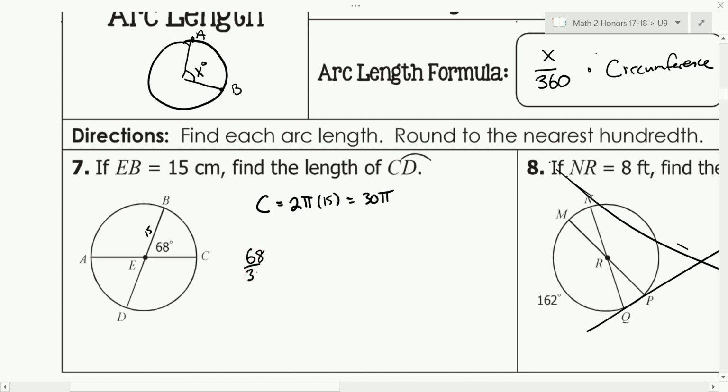68 over 360. And you multiply that by 30 pi. So you're finding the distance from where to where? So if I did this, okay, what did you find the distance from? Where to where? Good. So that would find the distance from B to C.